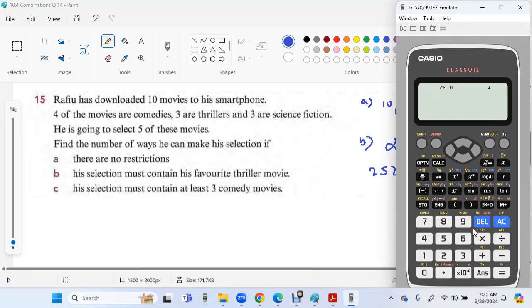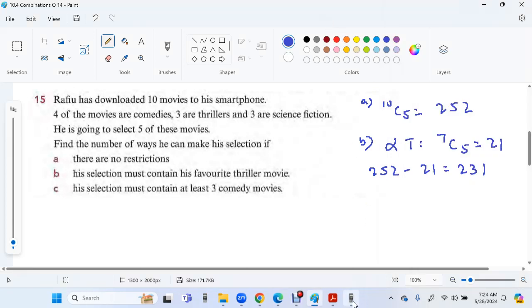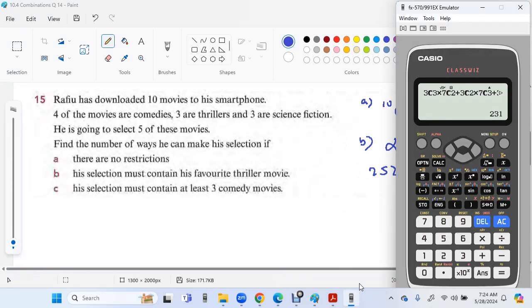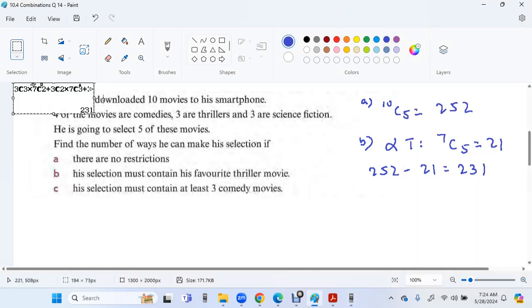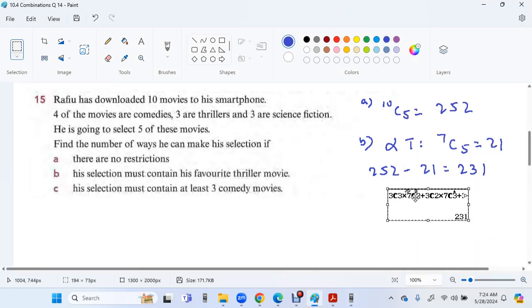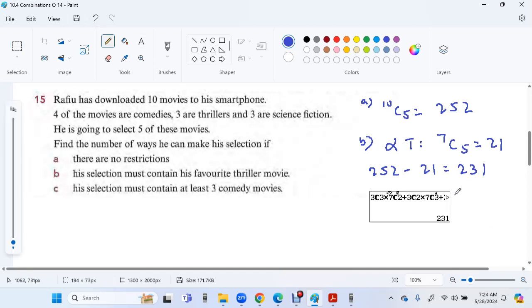Okay. So the answer given in the question is 126. But I use the other method, so that we go case by case. So we have 7 choose 3, 7 choose 2 plus 3 choose 2, 7 choose 3, and then 3 choose 1, 7 choose 4. Okay, so these three cases add up.